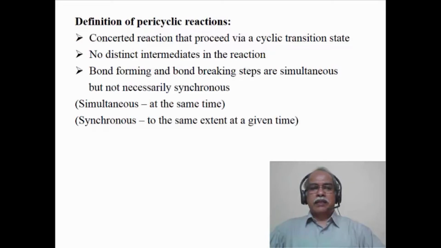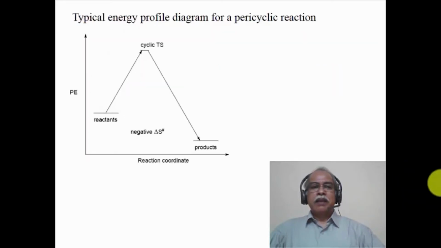So pericyclic reactions are essentially reactions proceeding through a cyclic transition state without the formation of any kind of intermediate, in the sense that the bond forming as well as the bond breaking steps are taking place simultaneously but not necessarily synchronously. So this is a broad definition of any pericyclic reaction. From the potential energy point of view, one can define the pericyclic reaction as one going from the reactant side to the product side through a cyclic transition state.